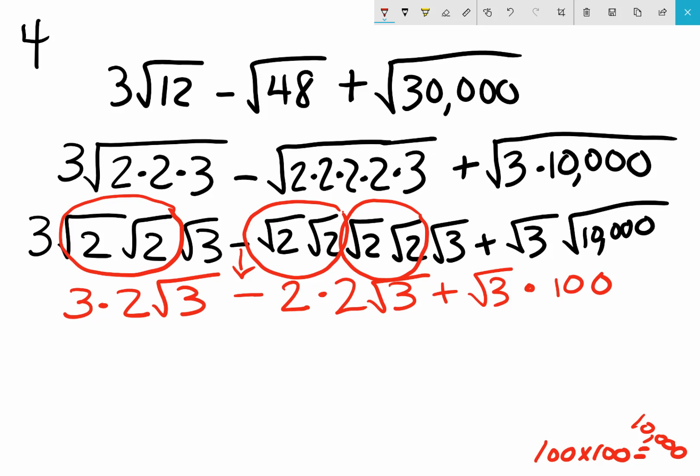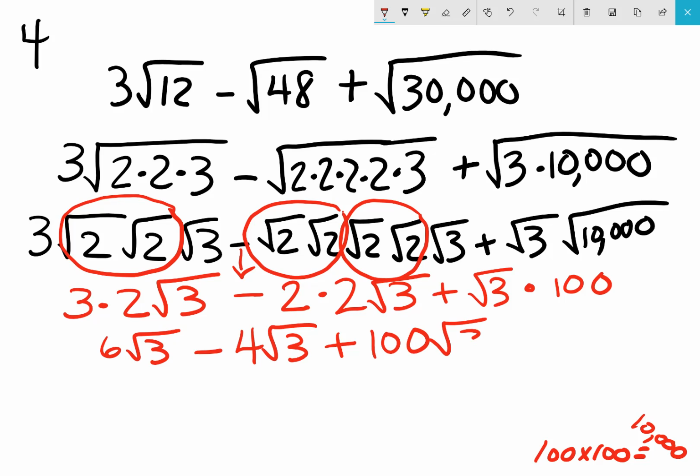All right, now you can just go through and multiply all the things that are on the outside of the radical. So 3 times 2 is 6. 6 square root of 3 minus 2 times 2 is 4, so 4 square root of 3 plus 100 times the square root of 3. So 100 square root of 3. These are all square root of 3, and that means you can add them up. If they were not all the same radical, you couldn't add them up. You can multiply them, but you can't add them up.